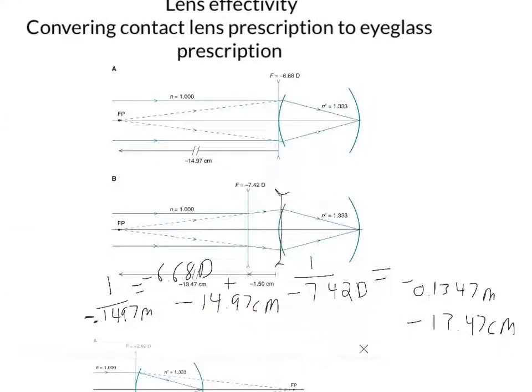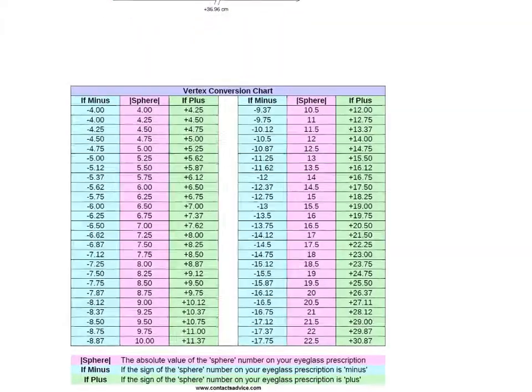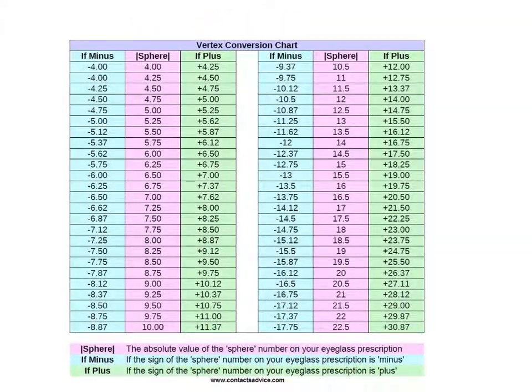So in clinic, we don't go through all the calculations. We have a chart that we use called a vertex conversion chart. The middle number is the person's eyeglass prescription, and the left side is converting from a minus eyeglass prescription to a minus contact lens prescription. Over here is when you have a positive eyeglass prescription converting to a positive contact lens prescription. As you can see, it only starts at 4, because if it's less than 4, then it's not clinically significant. The eyeglass prescription is the same as the contact lens prescription.